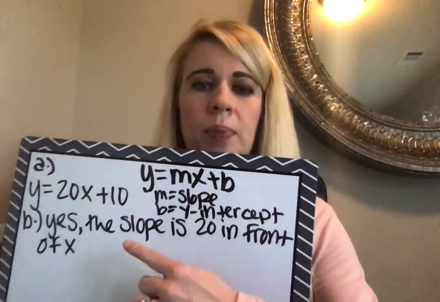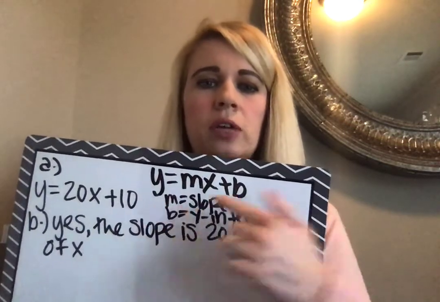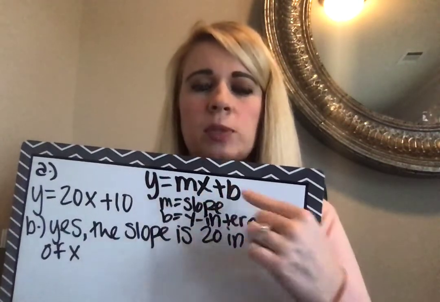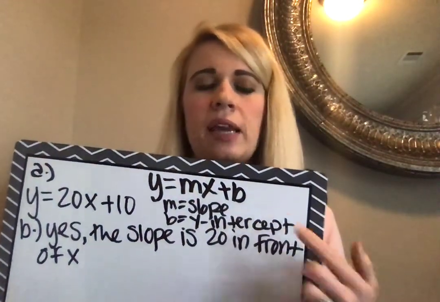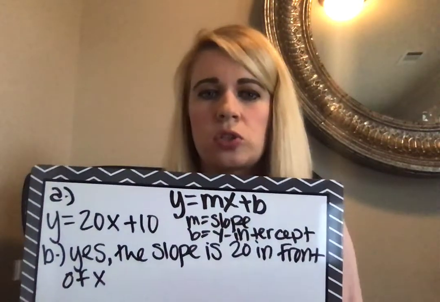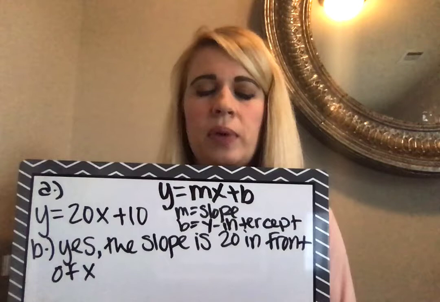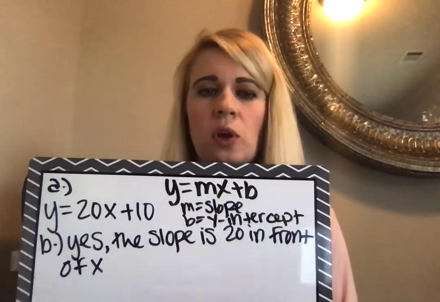That's why it's really important to know what they all stand for. Remember, M equals slope. B equals Y-intercept. I'm going to make a little note and show it to y'all. Your equation is Y equals MX plus B. Your Y is always changing because it's always affected by your X, so you're not going to put anything for X or Y unless you're actually solving it. So for B, you should have put yes, the slope is 20 in front of X.